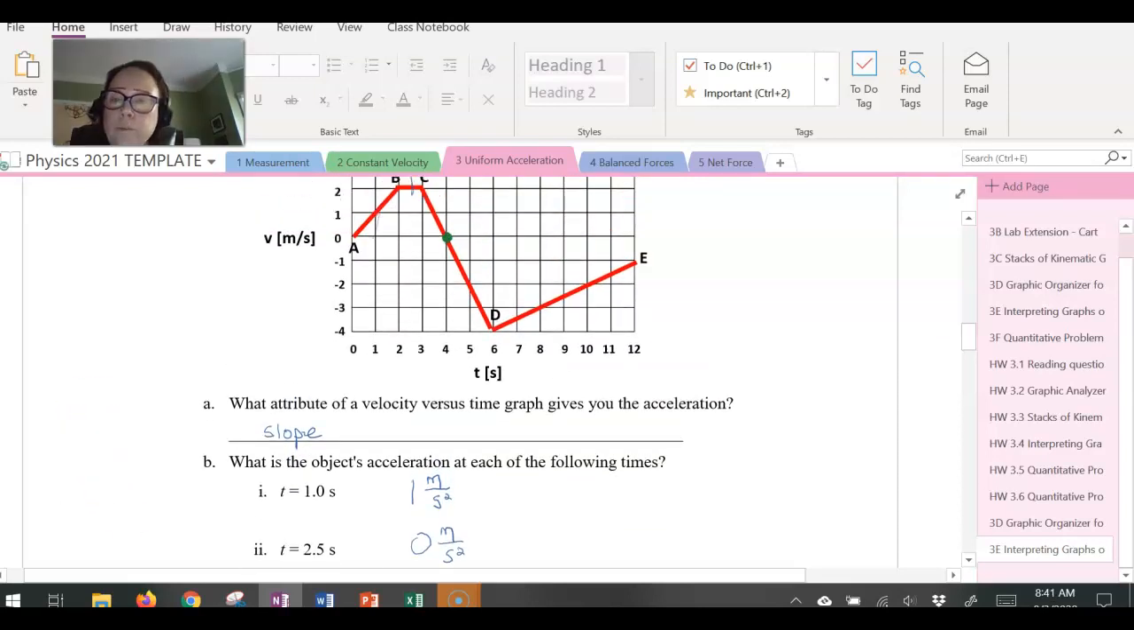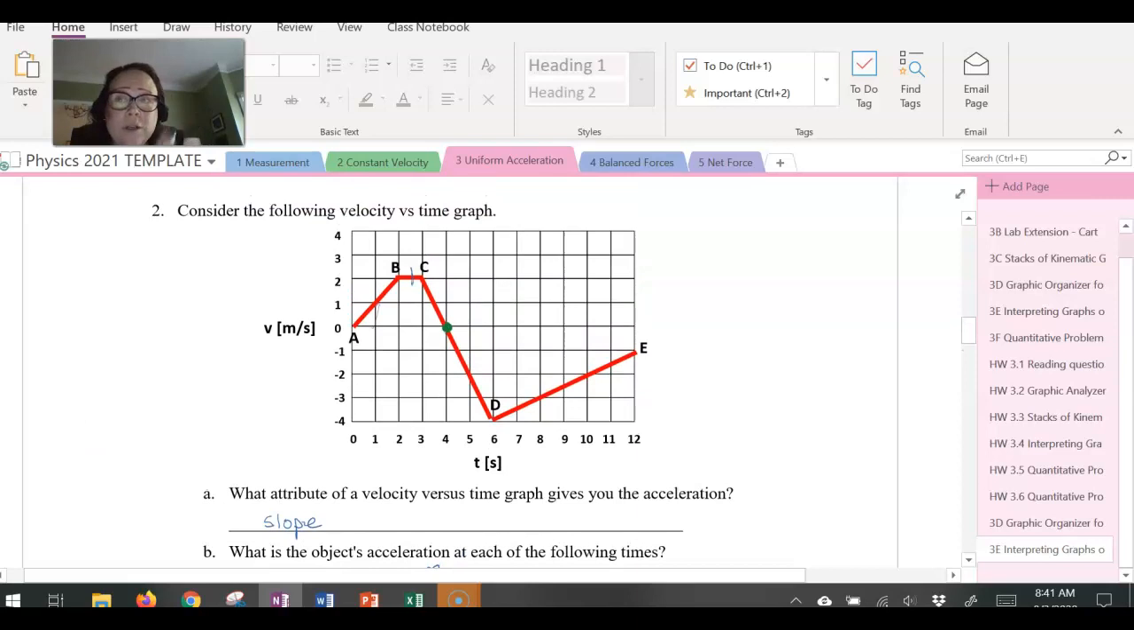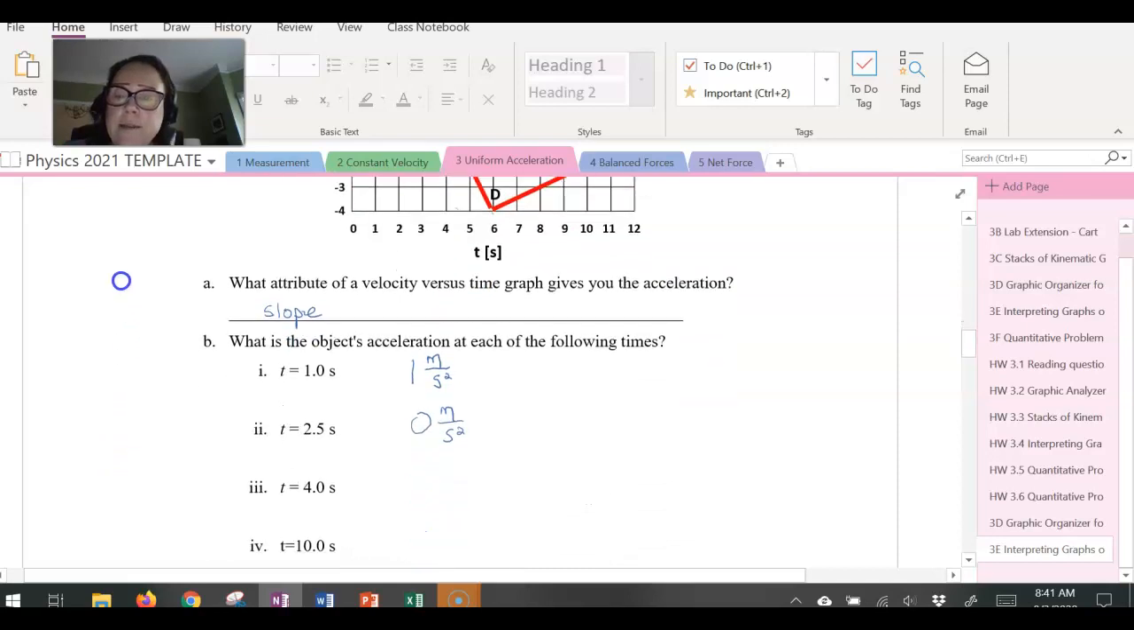At time 4, I had marked that. I know that's a special point because the velocity is changing signs there. But I just want to know the acceleration, and so I need to know the slope of this curve at that point. Now this one's a little more complicated, right? Like an individual square, I can't just go over 1 and see how much the change is, but I can take the difference from D to C. So at D it's at -4 meters per second, at C it's at 2, and it makes that change in 3 seconds.